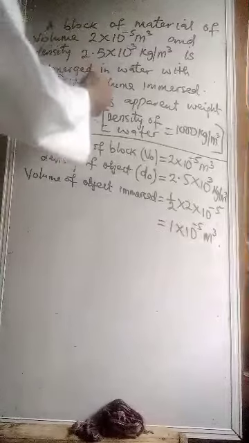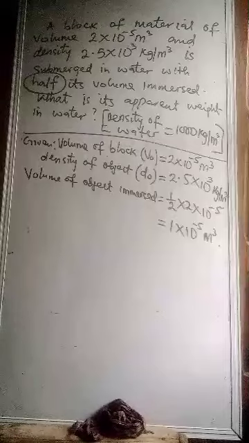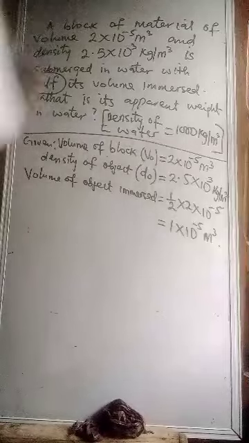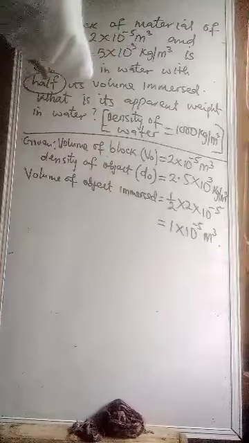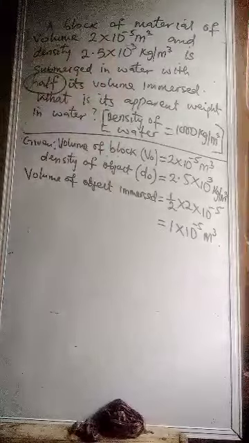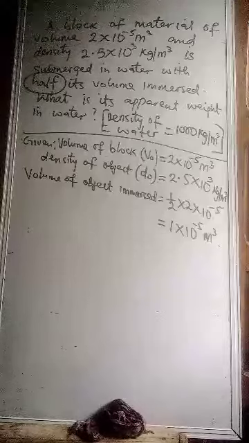Now we have to find its apparent weight in water. Apparent weight is the same thing as weight of the object in fluid. So, and we cannot find this without knowing upthrust. How do we go about it?